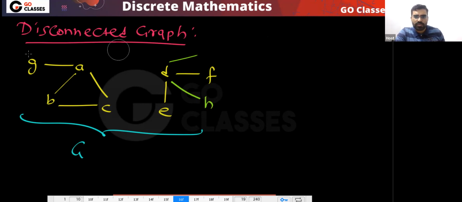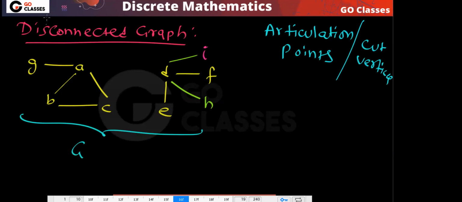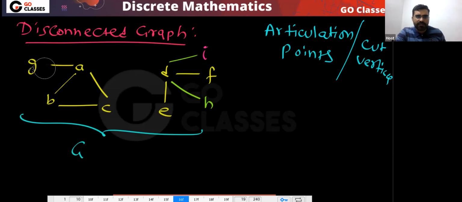Now in this graph, which points are the articulation points, or I can say cut vertices? If I remove this, can I say this vertex G is a cut vertex? Can I say this is a cut vertex? This is not a cut vertex.